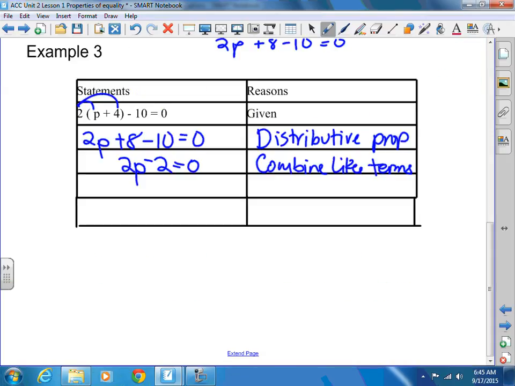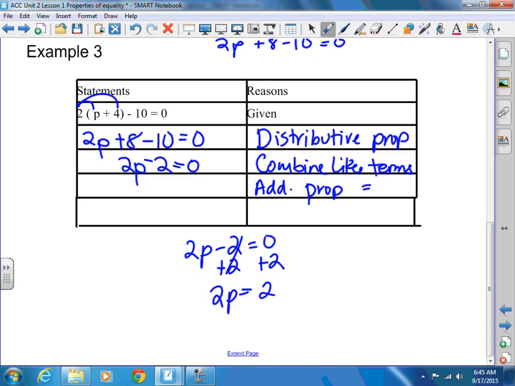Last but not least, we're going to have to undo that subtraction of 2. So 2p minus 2 equals 0. We're going to have to add 2 to both sides. That means 2p equals 2. What property is that when we add on both sides? That is the addition property of equality. Good. Last but not least, p is being multiplied, so we have to divide on each side. So p equals 1. That is the division property of equality.